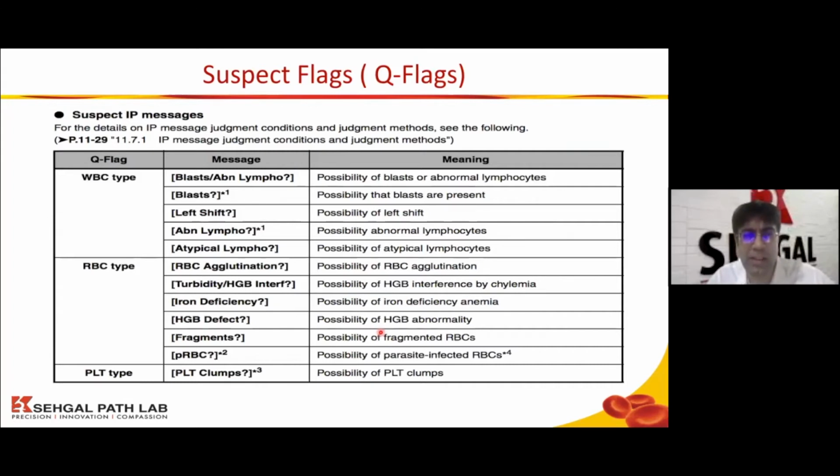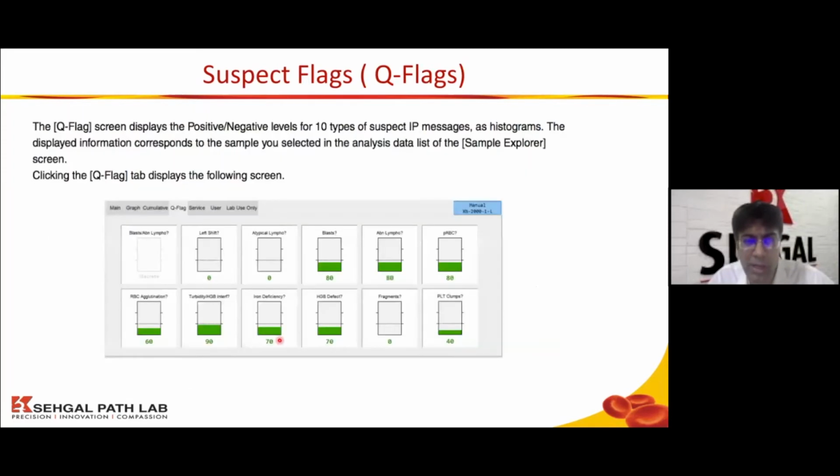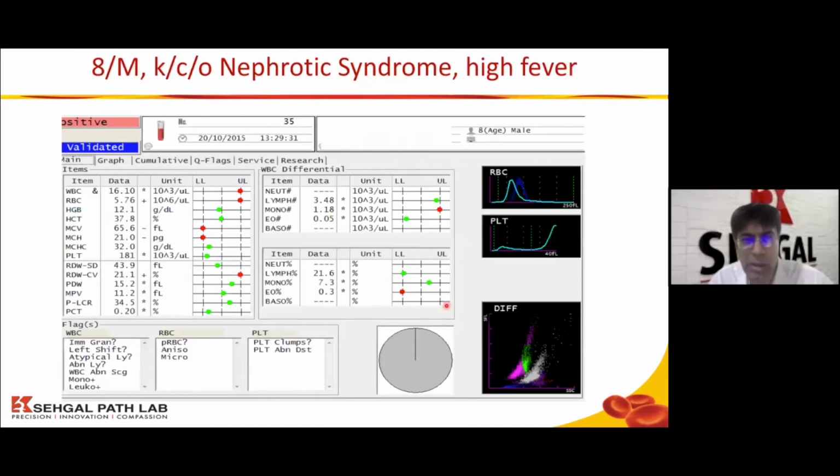And then you have suspect flags. In the particular model of analyzer we use, they are also called Q flags. So this is the list of all the different Q flags, and in our analyzer there are a total of 10 different Q flags or suspect flags, which are blasts, left shift query, abnormal lympho, atypical lympho, blasts again, infected RBC flags, and then the RBC ones or platelet clumps, which I discussed. Now I'll discuss one of them out of clinical interest. What I want to directly focus on was the IRBC flag in this analyzer.